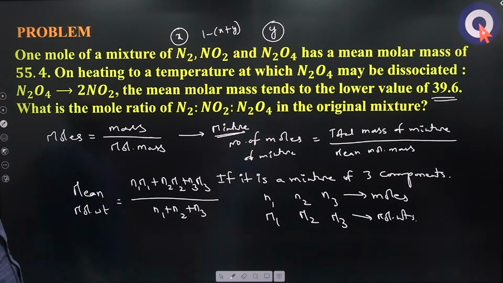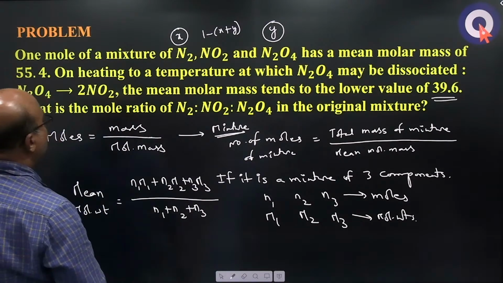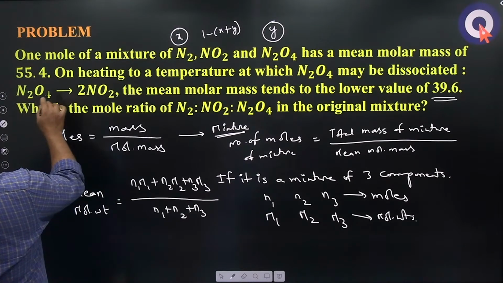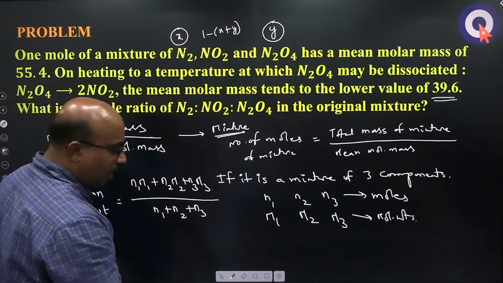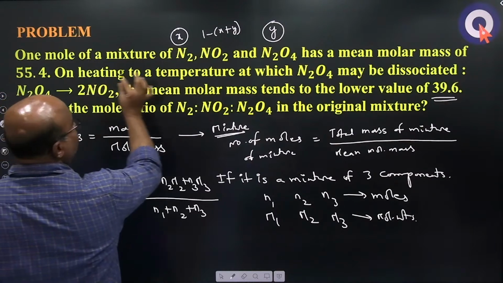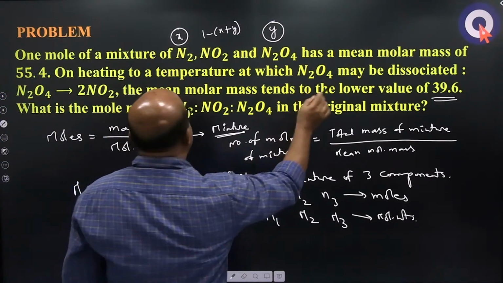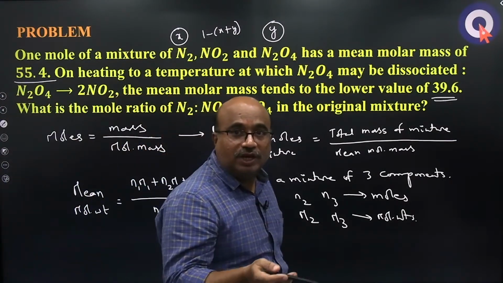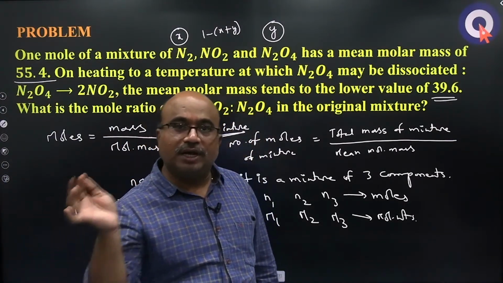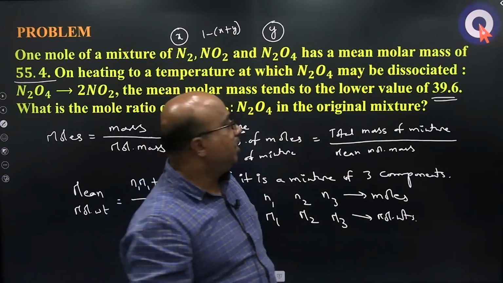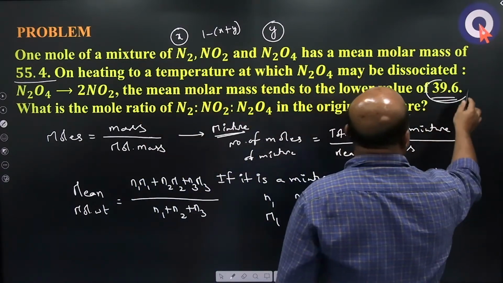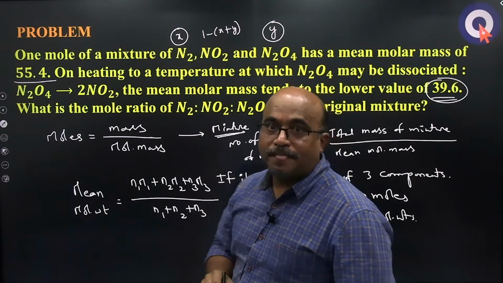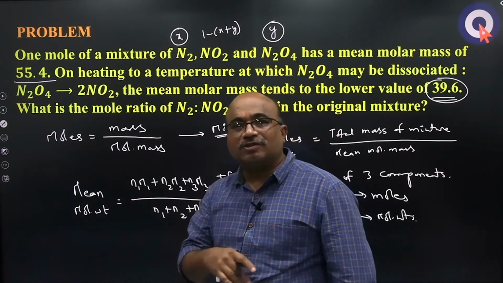So let us take the relation now. Already, as we are saying, N2O4 is converted into NO2, what will happen? So in the initial situation, the molecular mass is given as 55.4. After the dissociation, where N2O4 is completely converted into NO2, the mean molecular mass becomes 39.6. Clear?